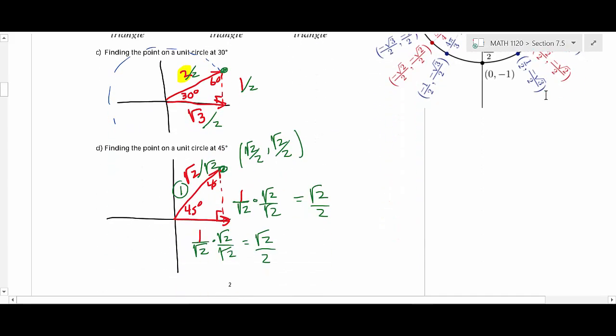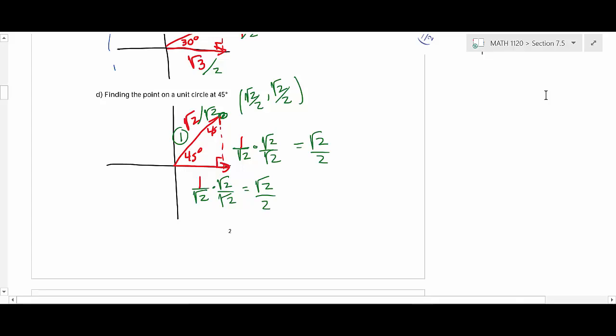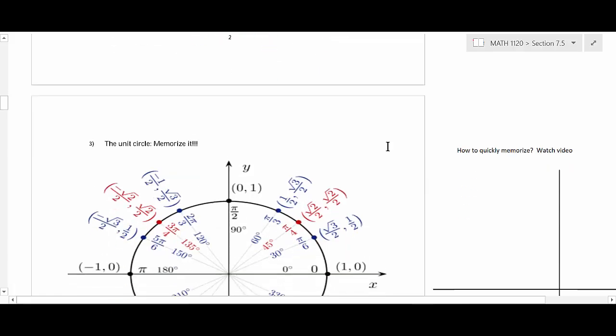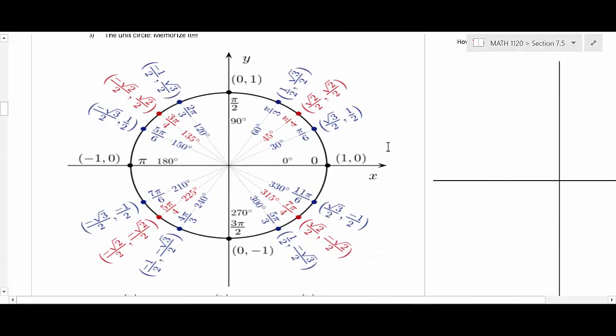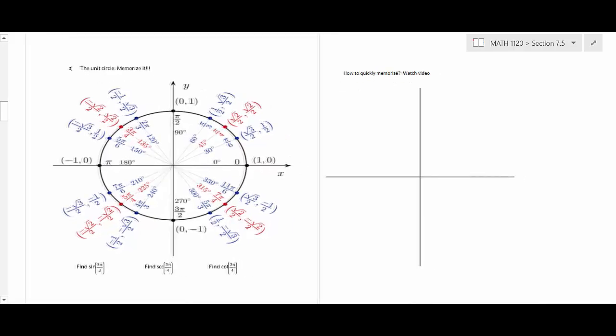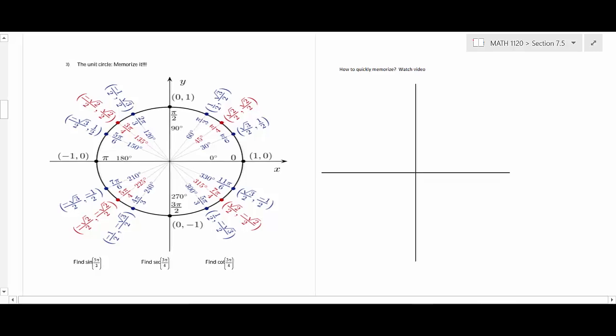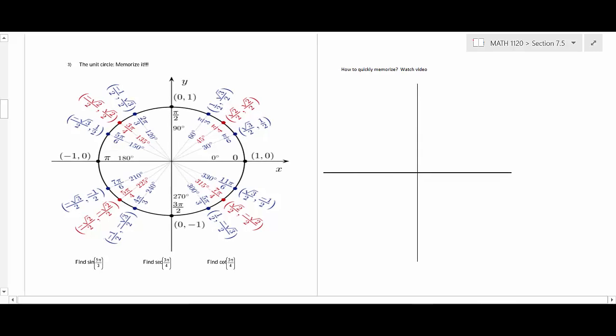So what we're going to do with this unit circle is it's going to simplify our ability to find trig functions. That's kind of the ultimate goal here. Before I do anything with this, I'm going to show you how to memorize this very quickly. I have a video on Canvas that you can watch if you need to review this. So here's how you remember this.